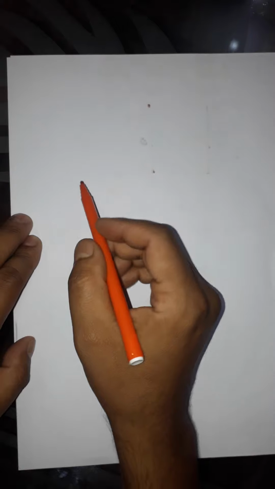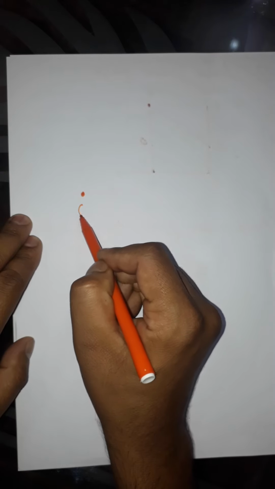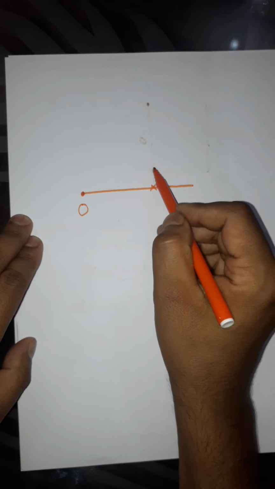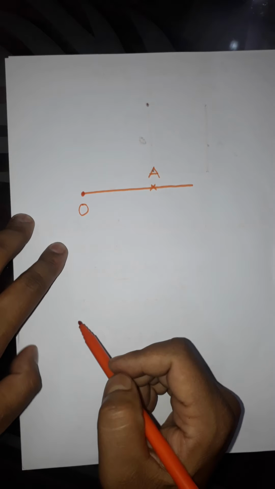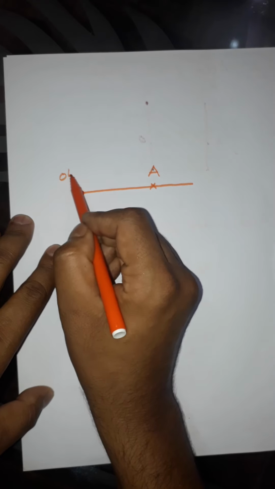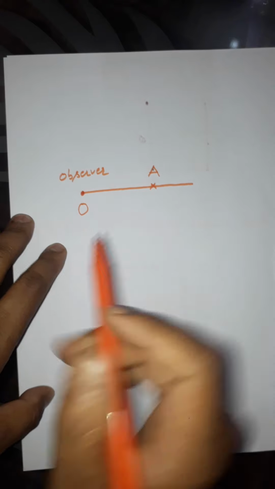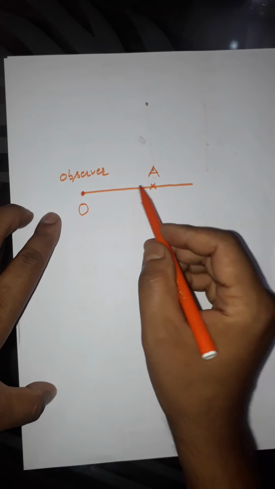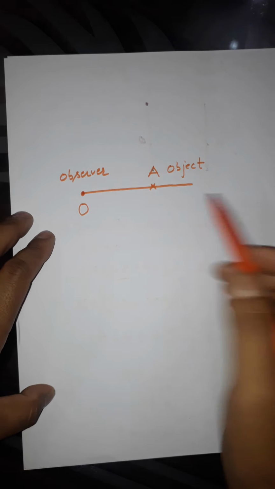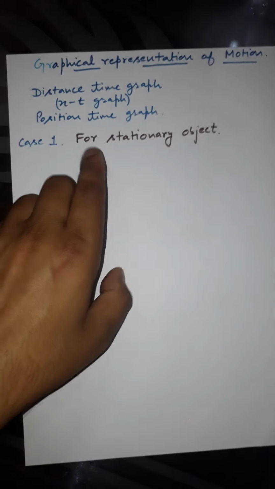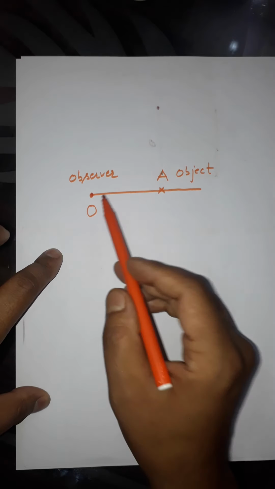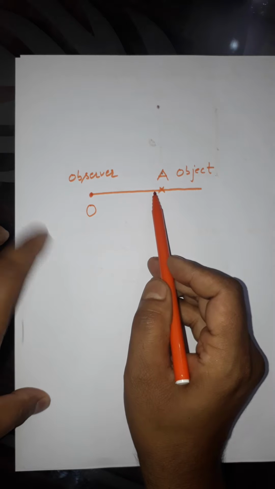So for example, we have a point O and we have another point A. Now let us consider the observer who is observing the object is at point O. Observer is at point O and the object is at point A. As is said that we are talking about the stationary object means this object will not change its location from the observer or the origin.